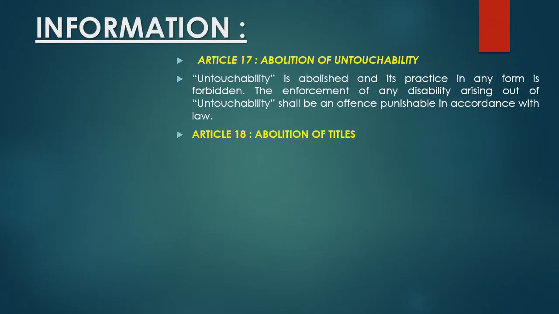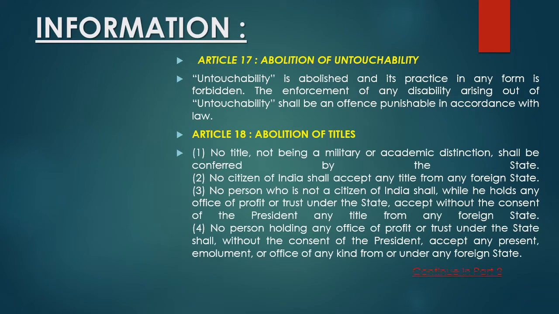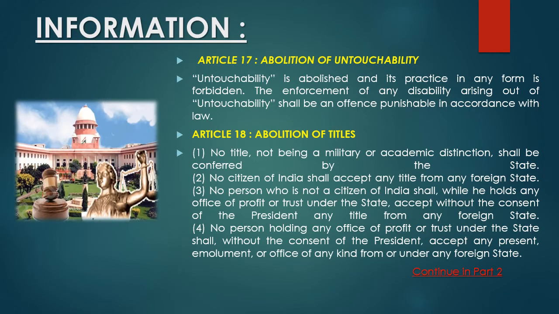Article 17 describes abolition of untouchability. Untouchability is abolished and its practice in any form is forbidden. The enforcement of any disability arising out of untouchability shall be an offence punishable in accordance with law.